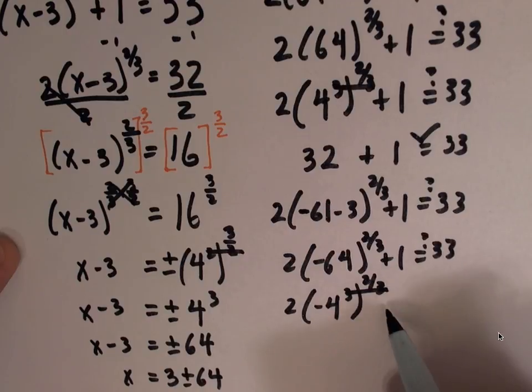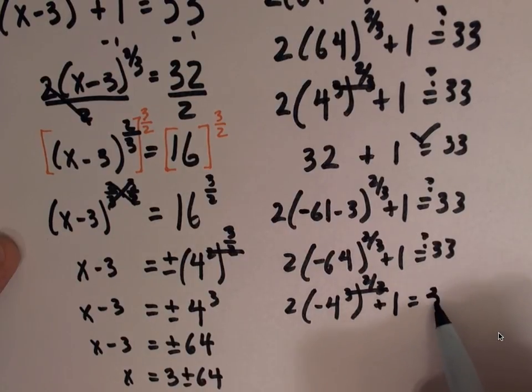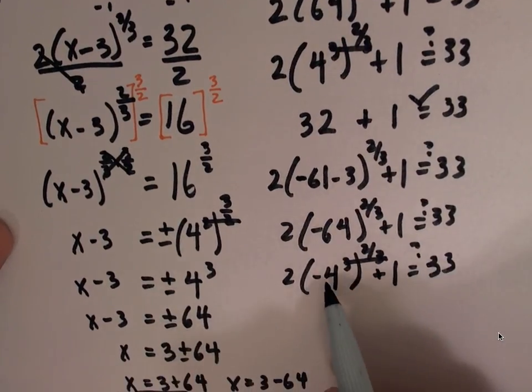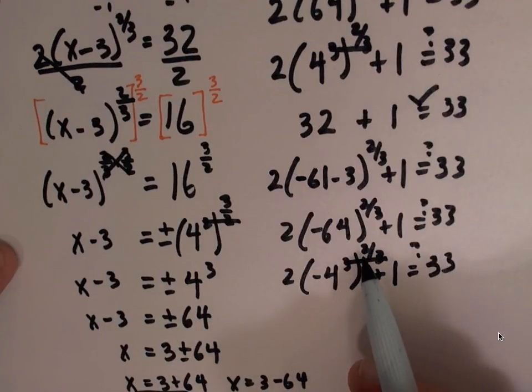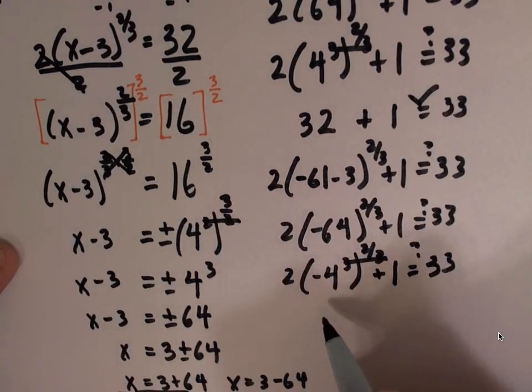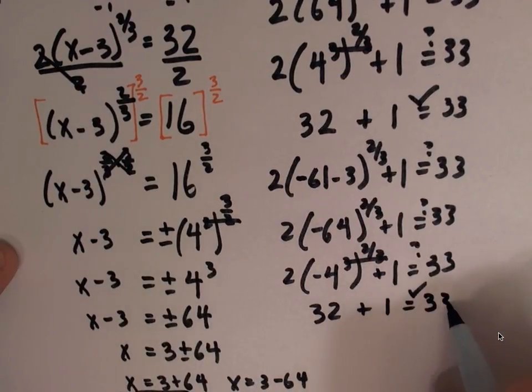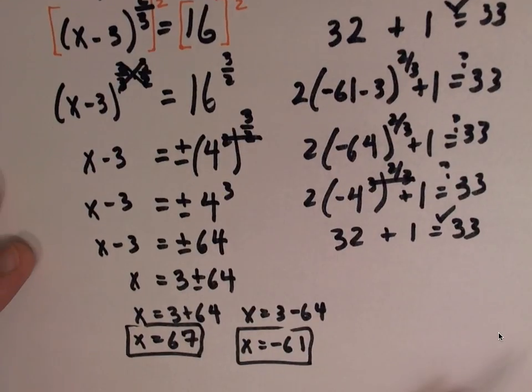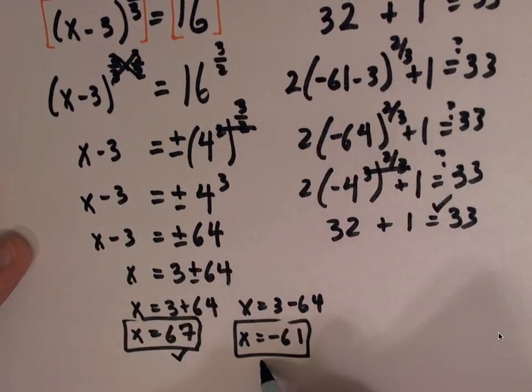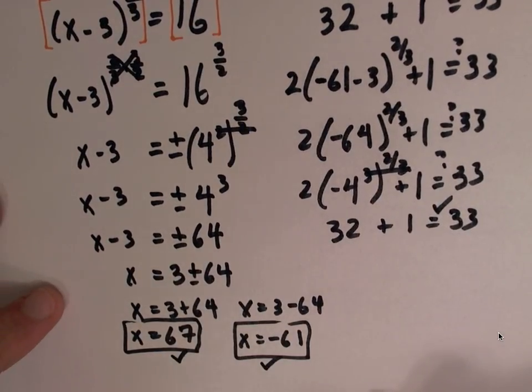And the 3's are going to cross off. So we're going to get negative 4 squared. Negative 4 times negative 4 is 16. 16 times 2 is 32. 32 plus 1 does indeed equal 33. So it looks like both 67 and negative 61 are solutions. Neither one is extraneous.